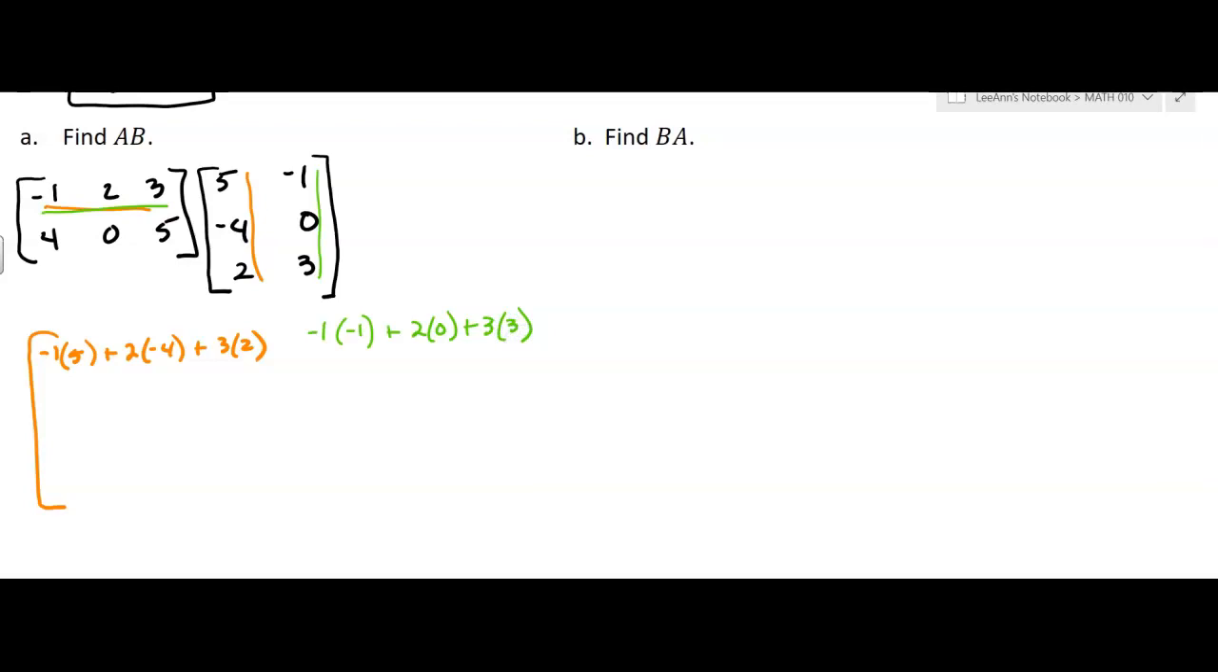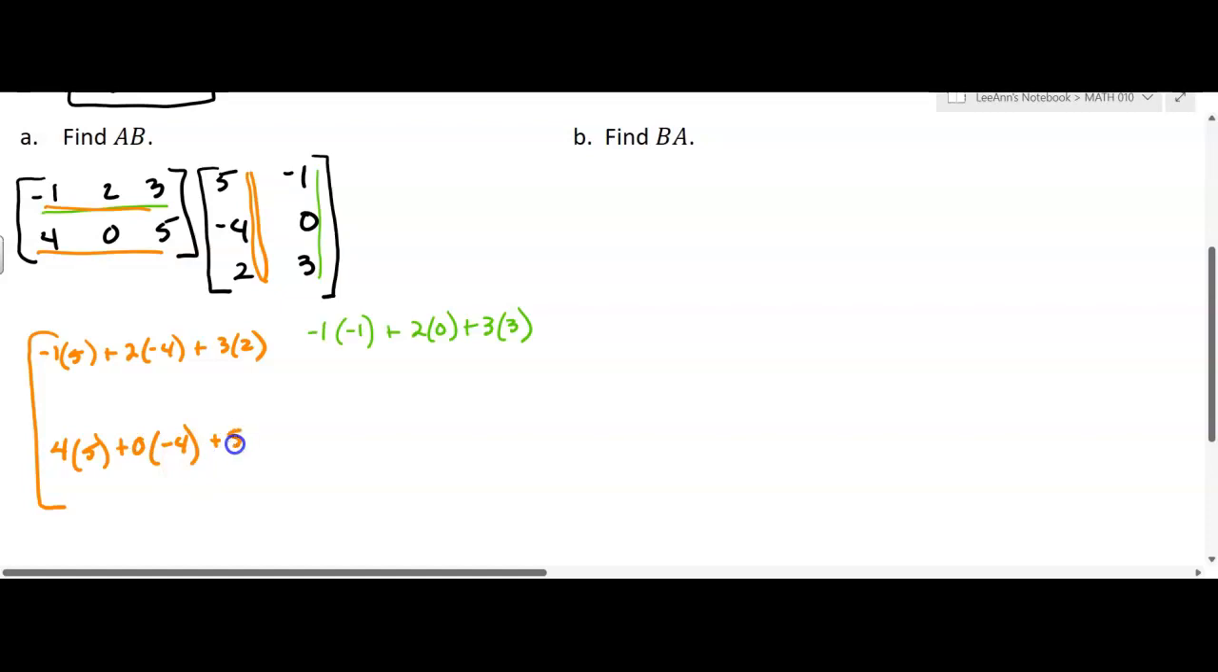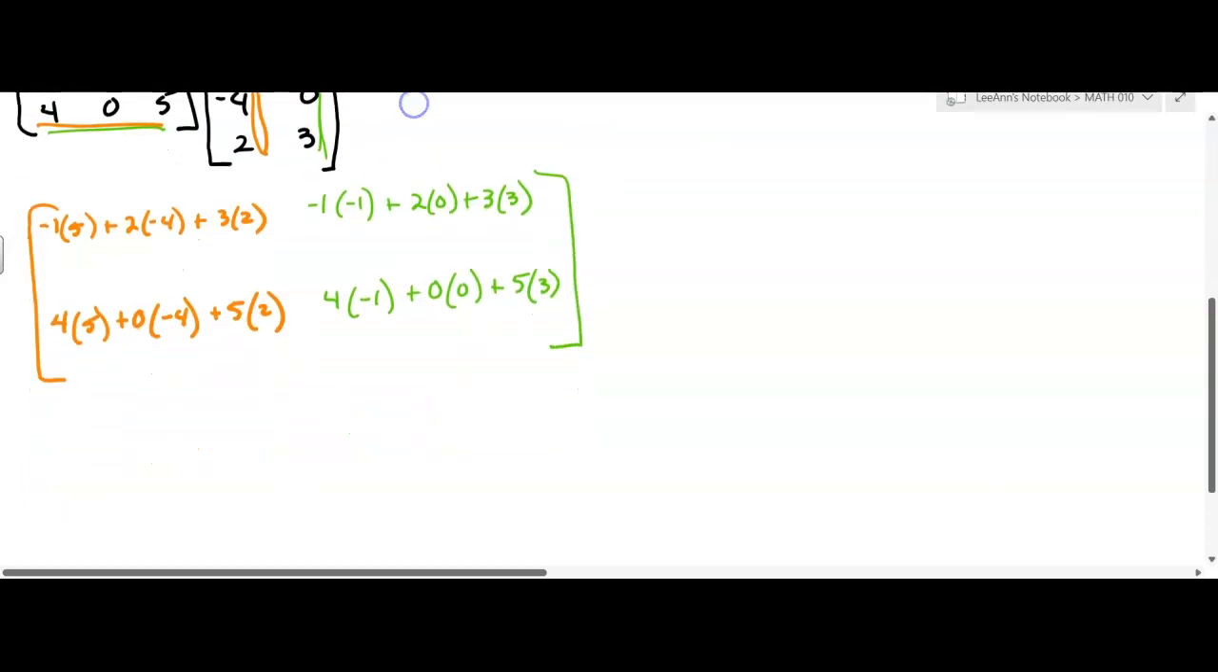Okay, great. Now we're going to take the second row times the first column. So 4 times 5 plus 0 times -4 plus 5 times 2. And then we're going to take the second row times the second column, which is going to be 4 times -1, 0 times 0, plus 5 times 3. Okay. And then we just have to figure out the math for all of those.